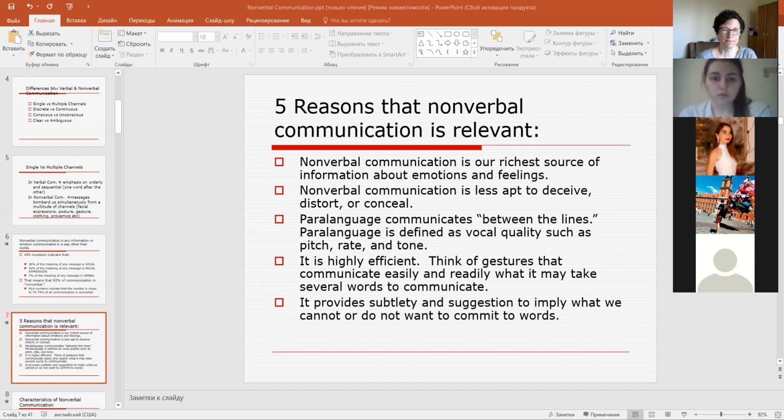The next point is that nonverbal communication is highly efficient, and gestures communicate easily and readily what it may take several words to communicate. So gestures are useful there, and they help us once again understand the deeper messages, information. So they add up. With this, we can understand more.